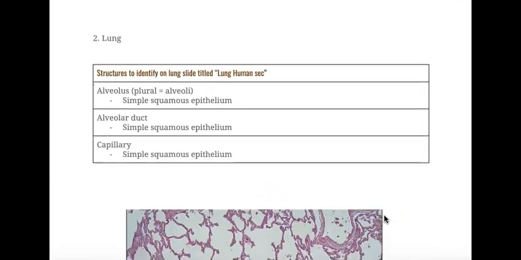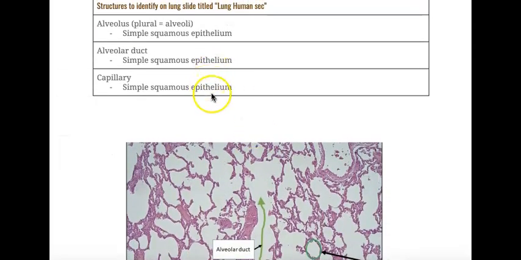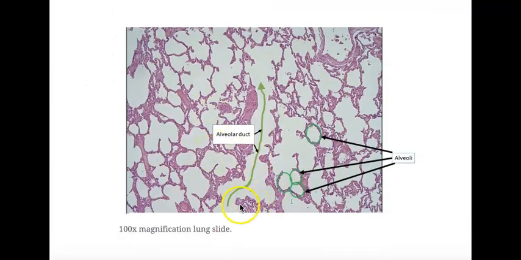And then as far as the lung goes, we have an alveolus. It's made up of simple squamous epithelium. There's an alveolar duct, also made of simple squamous epithelium. And then there's capillaries, also made up of simple squamous epithelium. So if you see one of these slides and we're asking you for the tissue type, that answer is going to be very easy. As far as alveoli go, these are the circular structures. The duct, you'll see sort of like a pathway right here. So that's how you know it's a duct versus just an alveolus.